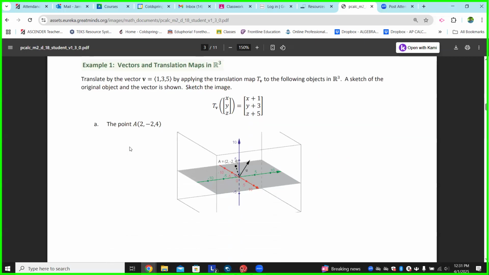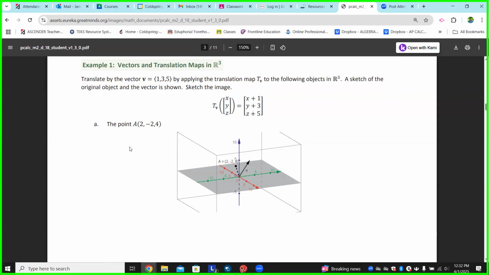All right, so when we look at example 1 here, we're going to talk about vectors and translation maps in three-dimensional space. That's what R3 means. So we're going to translate this vector 1, 3, 5 by applying the transformation map. So I'm going to move my x by 1, my y by 3, and my z by 5. And here is your original new point of 2, -2, and 4. Do y'all have that image on your paper?